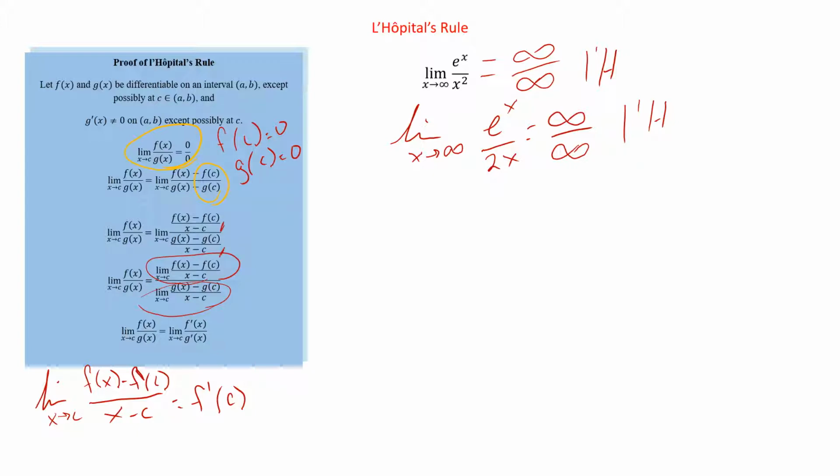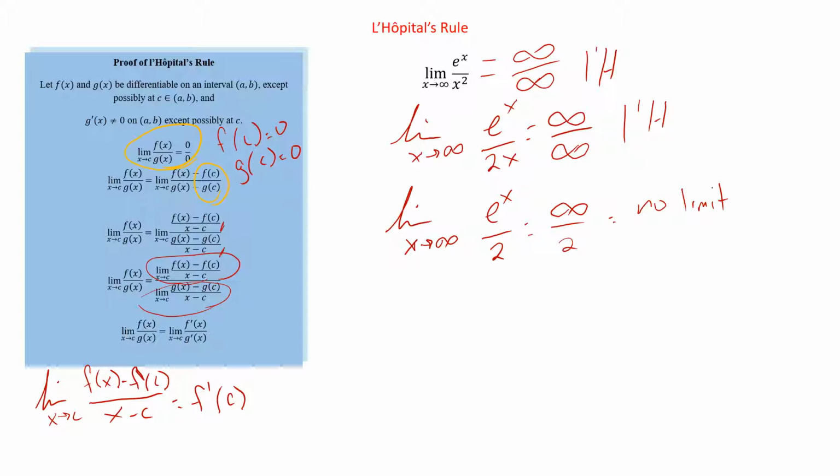So L'Hopital's rule again, we have the limit as x goes to infinity. E to the x is still e to the x over 2. Plug in infinity, we get infinity over 2, which is infinity, or no limit.